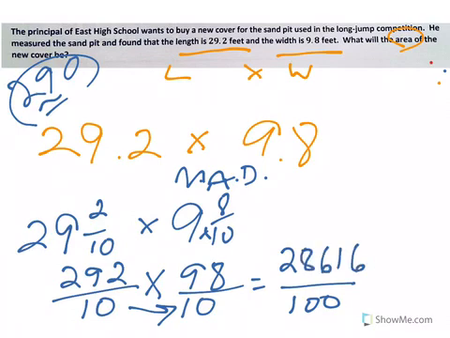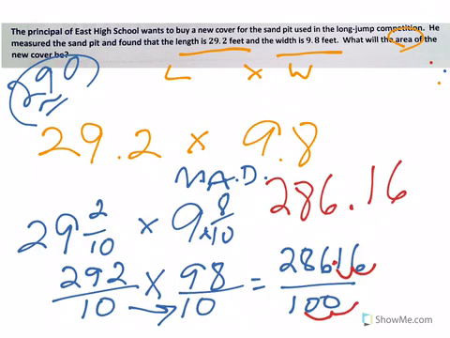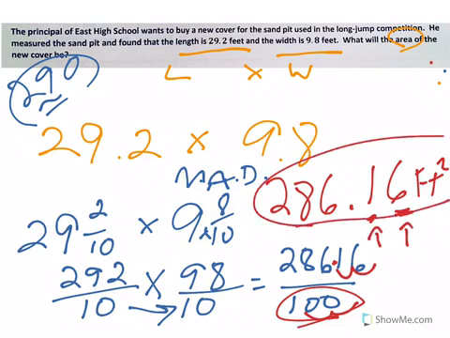28,616. That's not my final answer though, because I have to move my decimal twice because I'm dividing by 100, so that's 2 decimal moves. So I put my new decimal here: 286.16 feet squared. I know that this was in the hundredths, so does this end in the hundredths? We have the tenths, hundredths, so that's accurate. We've got our answer.